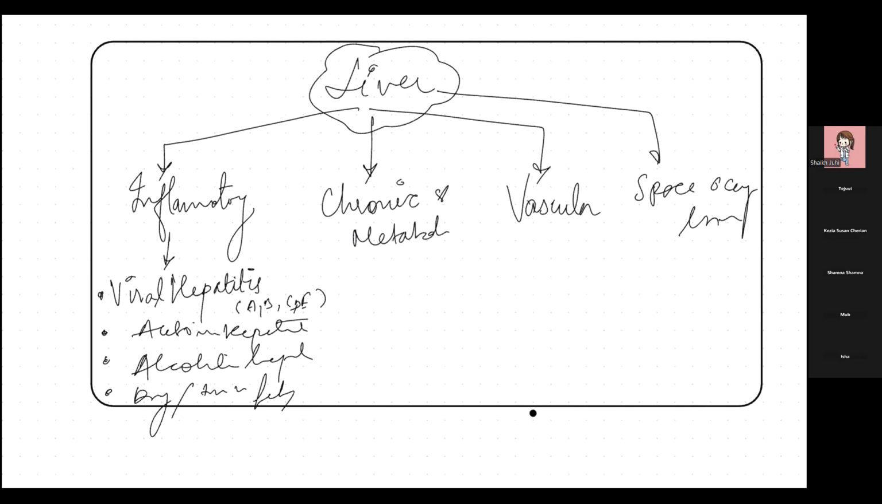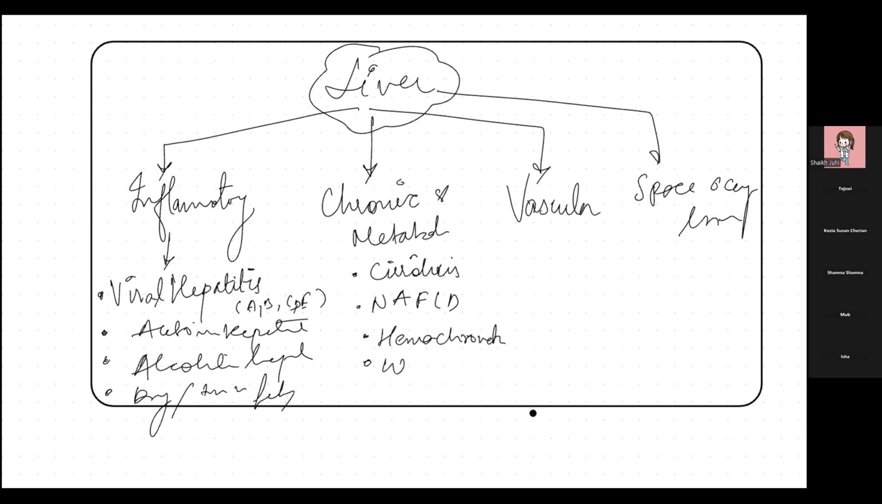Now, if I talk about chronic or metabolic diseases of the liver, what all things can come? There will be cirrhosis. What else? Non alcoholic fatty liver disease. What else is the possibility? There will be hemochromatosis. What else? Wilson's disease.